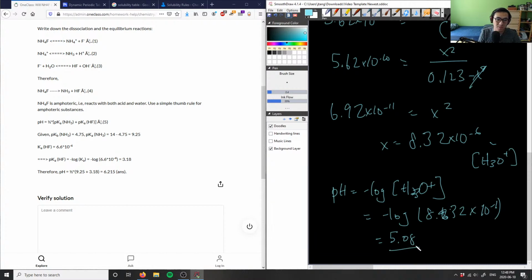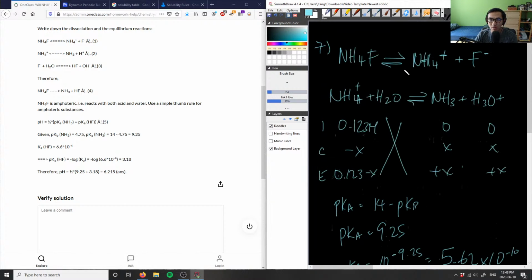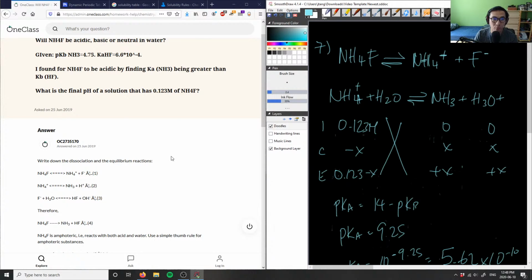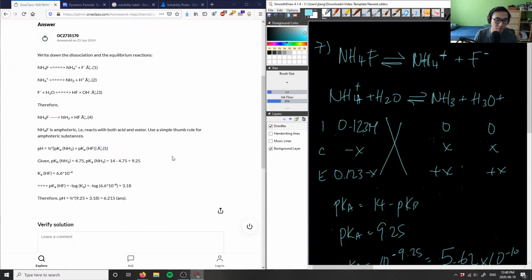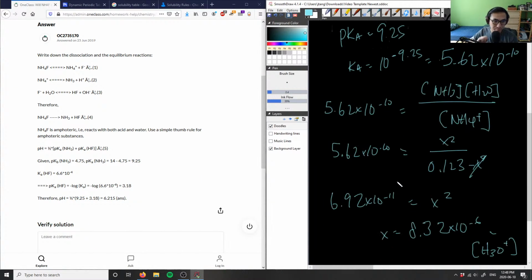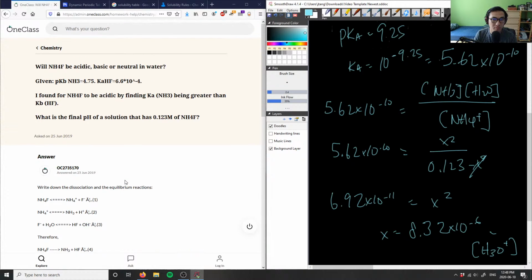5.08. And this here is our pH for this solution. So this is 5.08, assuming that this was only for the ammonia, but I believe that we also have to talk about our conjugate base, which is our F minus here. So I think I have to basically repeat this step for F minus, and then we can solve for what the pOH for that one is, and then look at our two values for that compound.